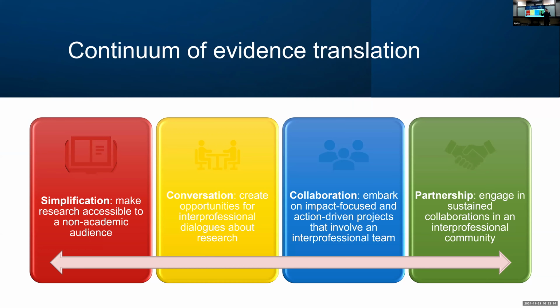And to me, again, I'm just reflecting personally on how I understand evidence translation, I think it's a continuum. I think there is a very small first step of basically simplifying research findings to make them accessible to a non-academic audience. It can be an infographic, a flyer, a lay summary. So it starts with simplification and exemplification, right? And then the next level is conversation.